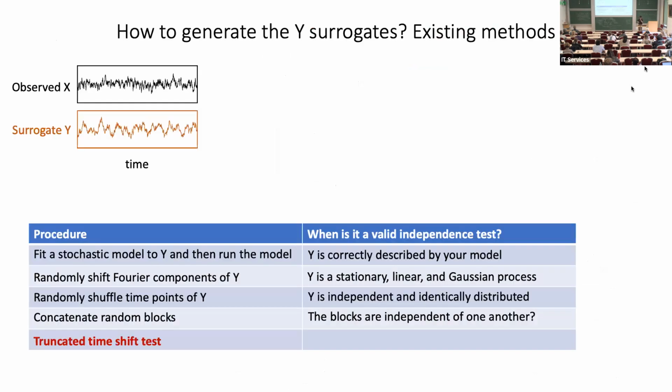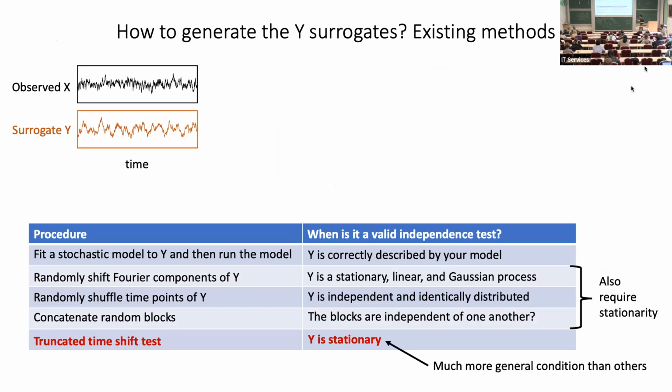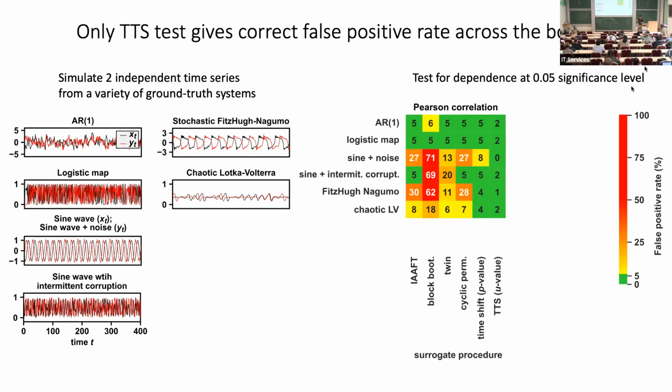So now we have our condition, and we can slot the time shift test in here, and the validity condition is that y is stationary. Wonderful. So this is a much more general condition than the others, because these also require stationarity, and then this one needs a model. So we can go back to this benchmark thing. I've highlighted the new version of the TTS here. We've got a perfect game. Wonderful, right? So our simulations agree with the math. That's great.